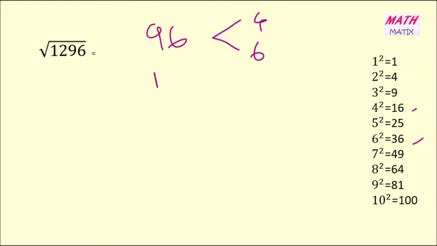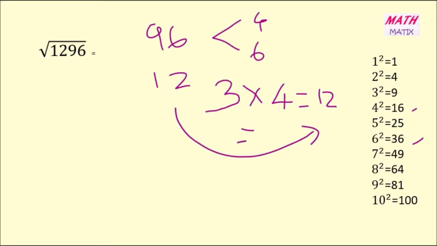And second pair is 12. 12 is falling in between 9 and 16, that is 3 square and 4 square. So the smallest number is 3, and multiply it by consecutive number 4, which gives 12, and 12 is equal to 12. So since it is equal to, we should consider it as greater than.